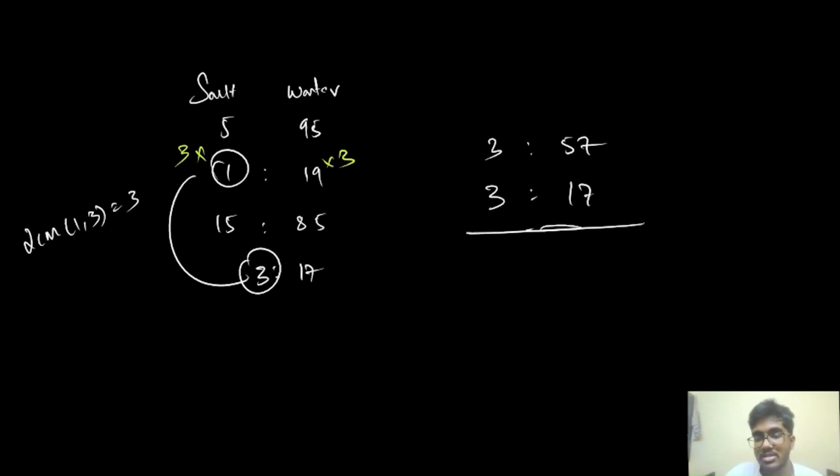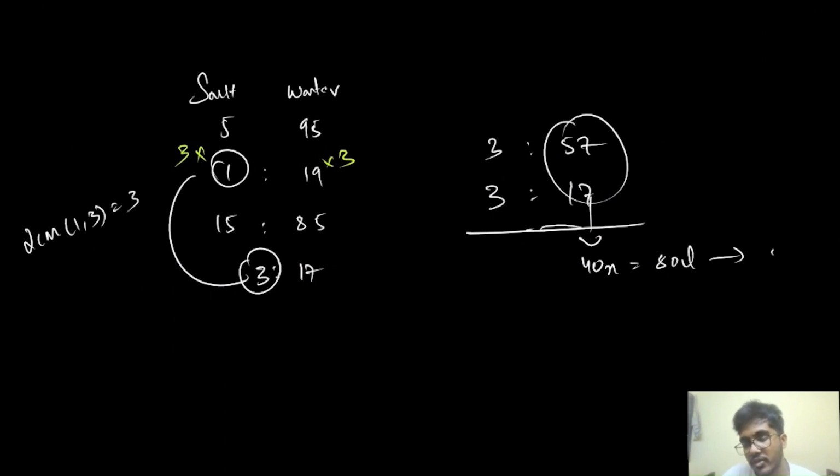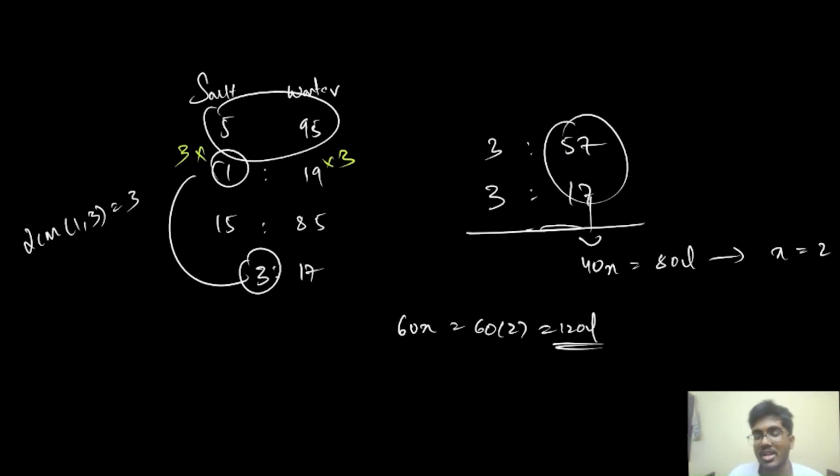So what is the water change that has been there here? It is 40. And this is basically nothing but how many liters? 40x is equal to 80 liters. We get x value to be equal to 2. And now what did they ask? Find the initial quantity of the mixture. What is the initial quantity of the mixture? 5 and 95, or 3 and 57. So we can just write that to be 60x, equal to 60 into 2, that is equal to 120 liters. This is the original quantity of the mixture.